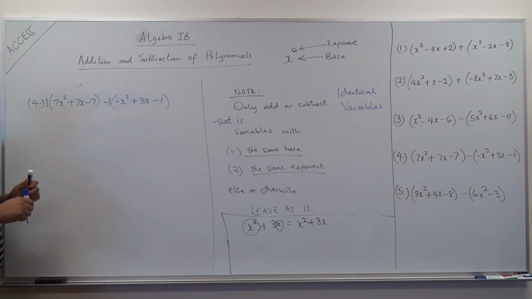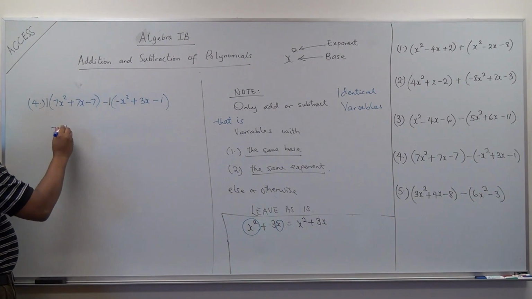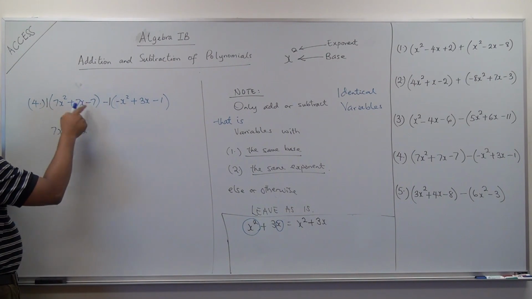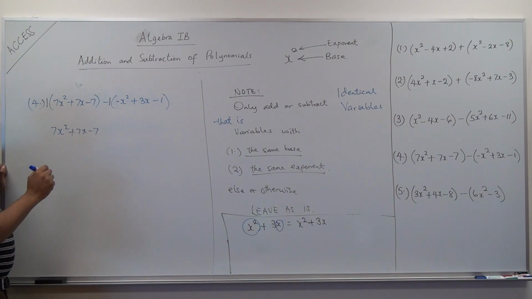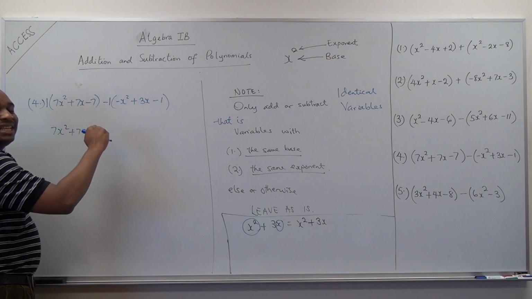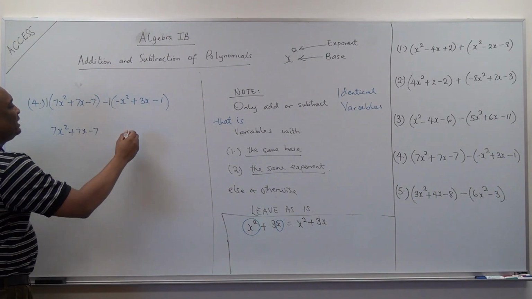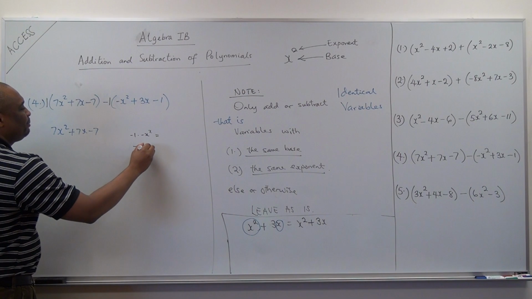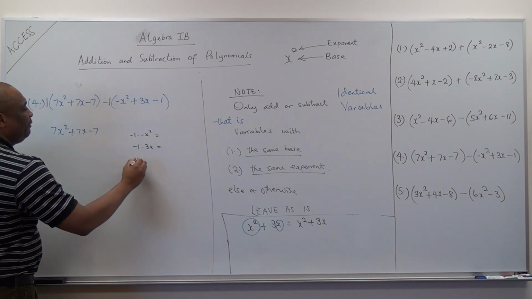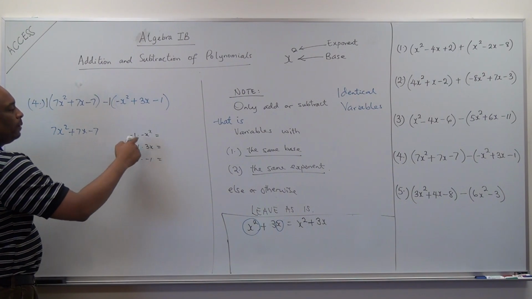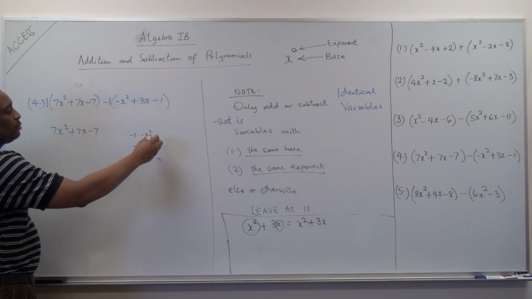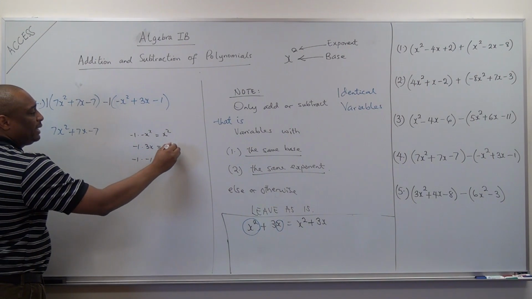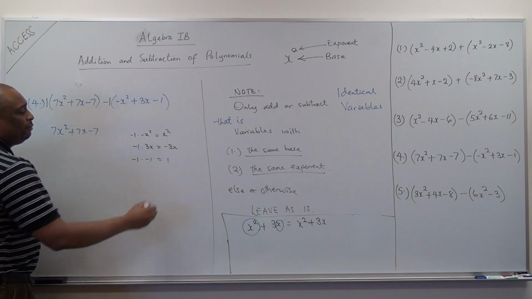So 1 times 7x squared is what? 7x squared. 1 times 7 plus 7x is plus 7x. 1 times negative 7 is negative 7. Negative 1 times negative x squared. This is negative 1 times negative x squared. Negative 1 times positive 3x. Negative 1 times negative 1. So negative 1 times negative x squared is x squared. Negative 1 times 3x is negative 3x. Negative 1 times negative 1 is 1.